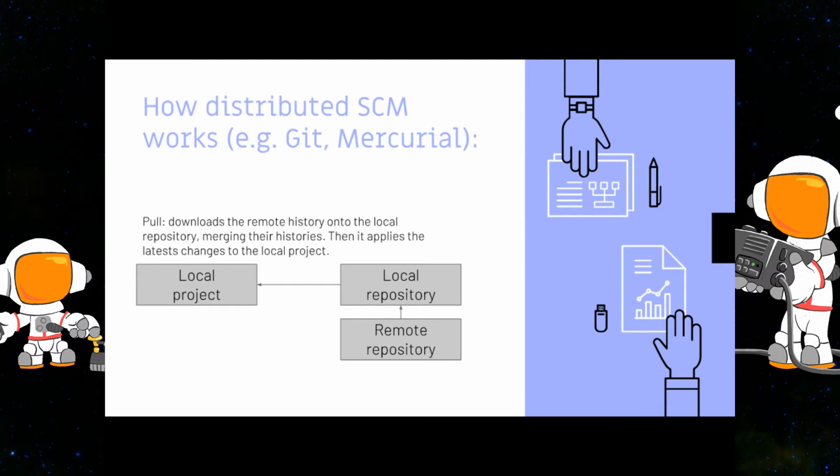Fetching moves changes from your remote repository to your local repository. Then merge is what pulls changes inside your local repository into your local project. So pull just combines the two-step process.